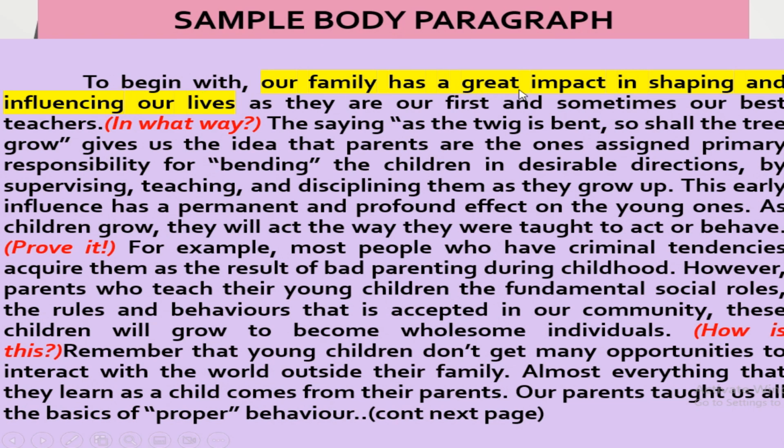"To begin with, our family has a great impact in shaping and influencing our lives, as they are our first and sometimes our best teachers." In what way are you saying that your family has a great impact in shaping and influencing our lives? So these candidates explain further by using, "As the saying goes, as the twig is bent, so shall the tree grow," which gives us the idea that parents are the ones assigned primary responsibility for bending the children in desirable directions by supervising, teaching, and disciplining them as they grow up. So you need to prove it by giving an example and then further explain how you explain that particular point. Okay?